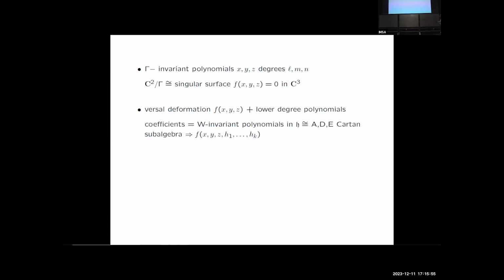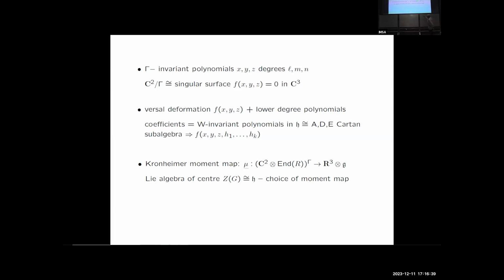So you add on lower degree polynomials, and the coefficients turn out to be basically Weyl invariant polynomials in the Cartan subalgebra of type ADE. If you parameterize, if you take a basis for the Cartan subalgebra, then you're looking at a function of x, y, and z, and lower order terms, I'll give you an example in a minute, whose coefficients are invariant polynomials in these entries here. And then you have the Kronheimer moment map.